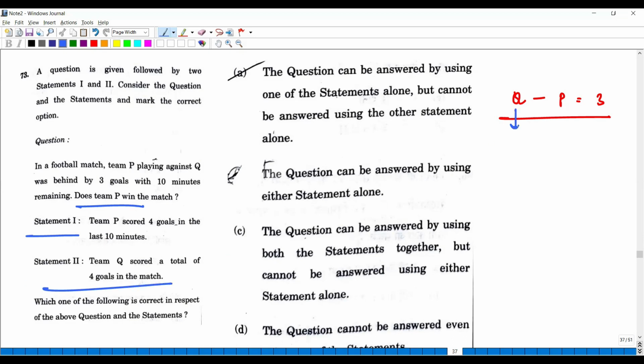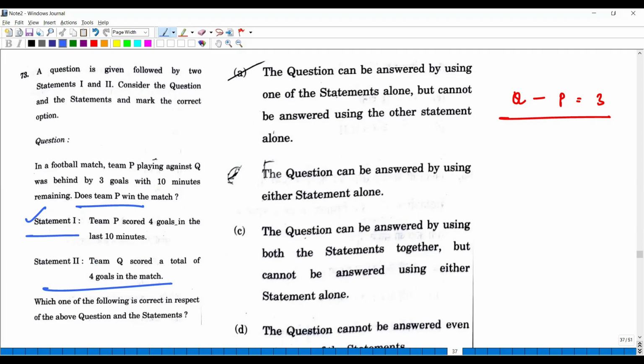Right. So if I take overall 4, then we don't know how many goals P scored. So P must have scored only 2 goals in the last. When you're looking at statement 1, don't look at the data in statement 2. If you're looking at statement 2, don't look at the data in statement 1. So if you look at statement 1, we don't know about Q. If you look at statement 2, you don't know about P.